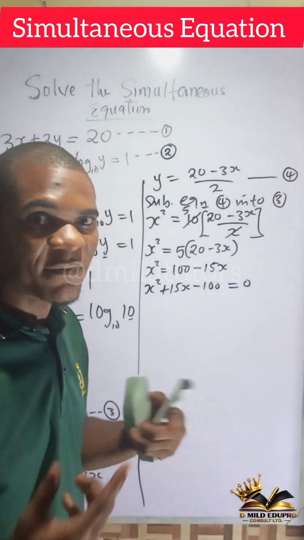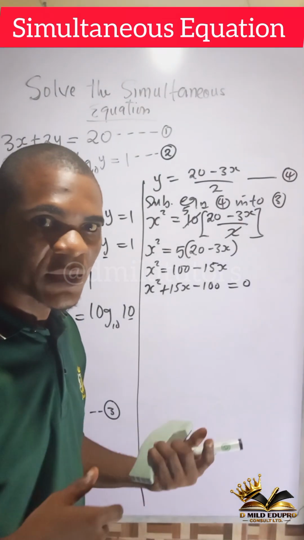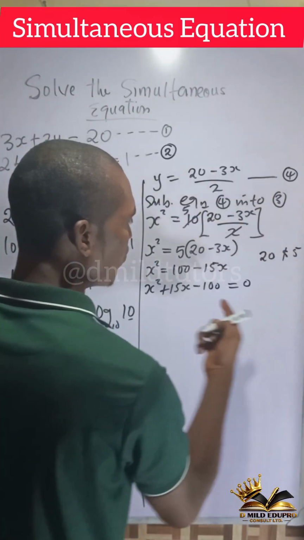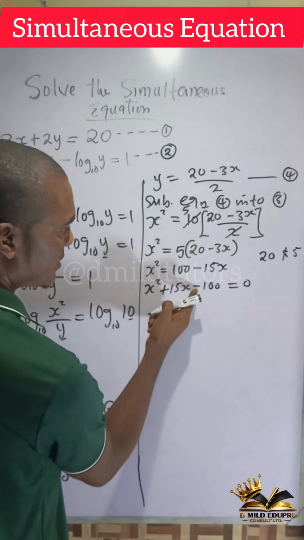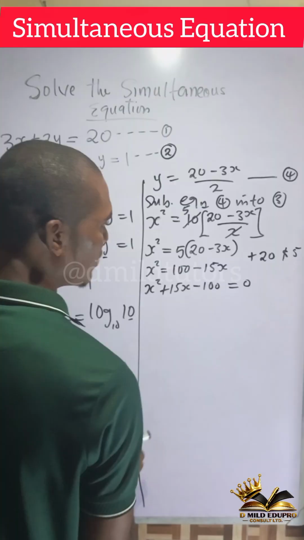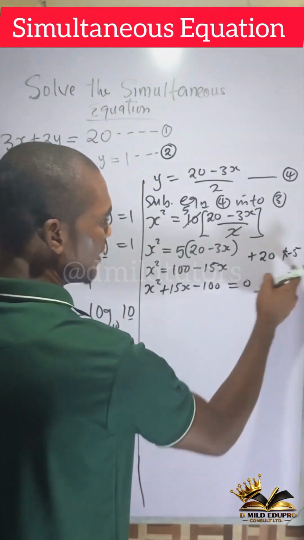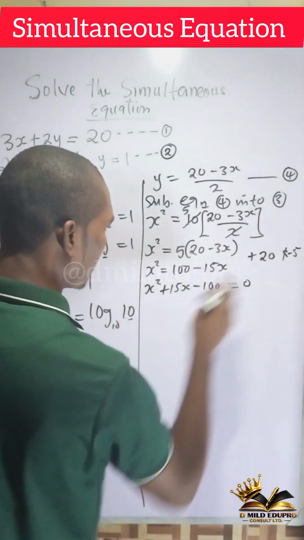That is 20 and 5. 5 times 20 is 100. So if you have a 20 and 5, that means one of them should be subtraction, because this is subtraction. That means this will be plus 20 and minus 5, because if you add these two, you have 15, but if you multiply them, you have minus 100. So we're going to pick this.